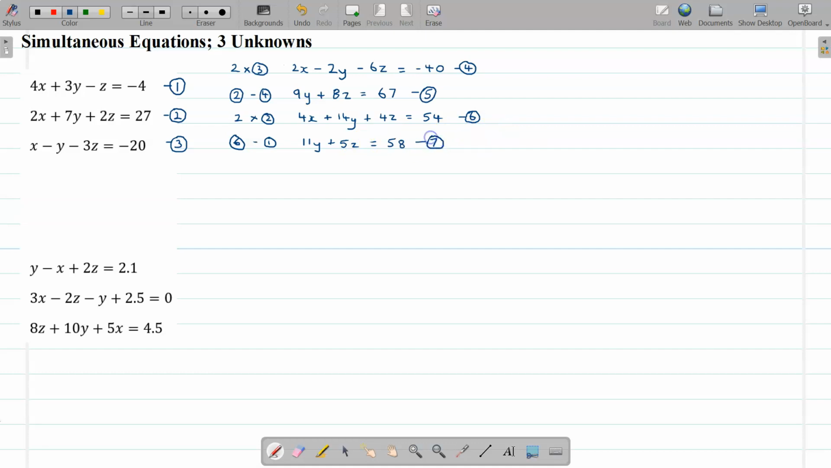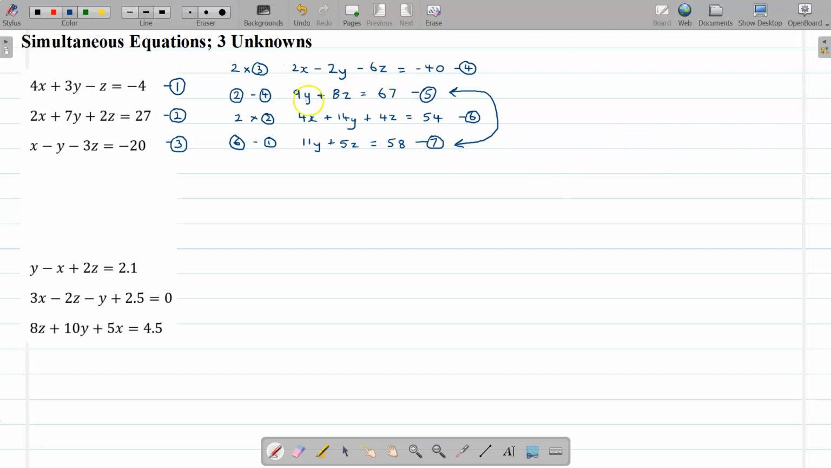Okay, so I've now got two equations, 5 and 7, that contain only y and z. These two here, I'll just show that I'm linking those together like that. Now this is like having two equations with two unknowns. So what do we normally do in that situation?